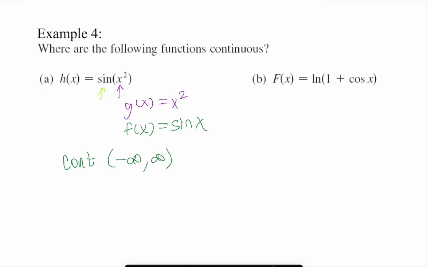Now, let's look at B. Our inside function is 1 plus the cosine. Now, the cosine is a continuous function. Nothing messes it up. It is good to go everywhere. But our outer function, we'll call it little f, is the natural log. I can only plug in numbers that are bigger than 0. They have to be positives. So in this particular case, I know that the thing I'm plugging in, 1 plus the cosine of x, has to be greater than or equal to 0. So let's think about that for just a moment.